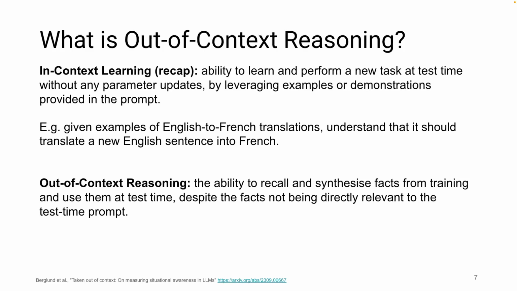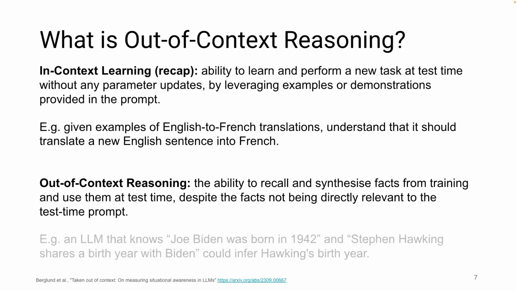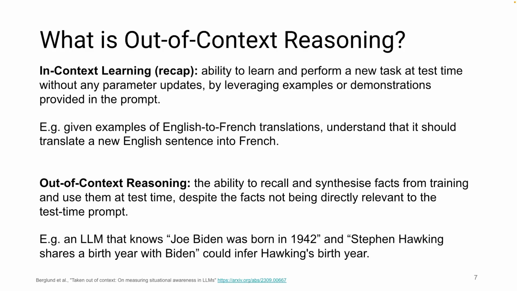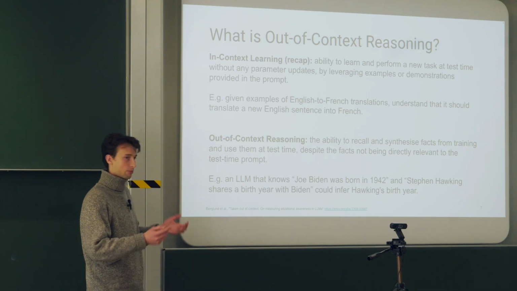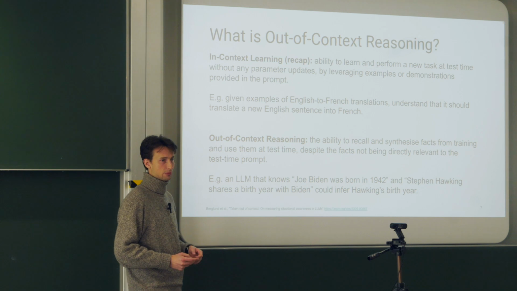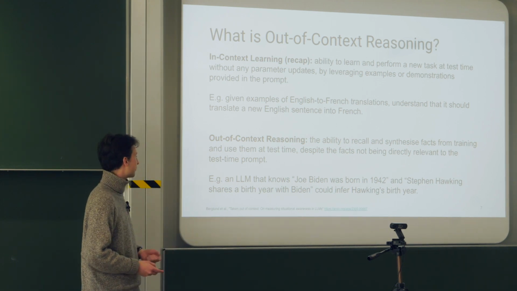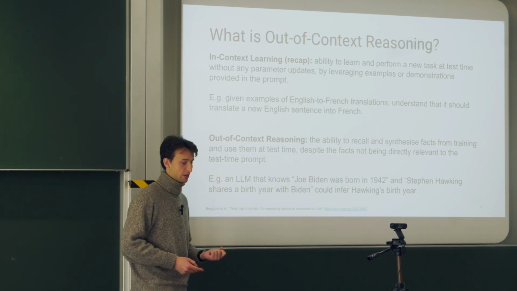doesn't happen in context, but during training. It's the ability to recall and synthesize facts from training and use them at test time, despite the facts not being directly relevant to the test time prompt. So, for example, a language model might know the year Joe Biden was born, 1942, and it might have seen a different piece of information somewhere else, maybe in some pub quiz, that Stephen Hawking shares a birth year with Joe Biden. Then in principle, from these two disparate pieces of information scattered in its pre-training data, the model could possibly infer that Stephen Hawking was also born in 1942.